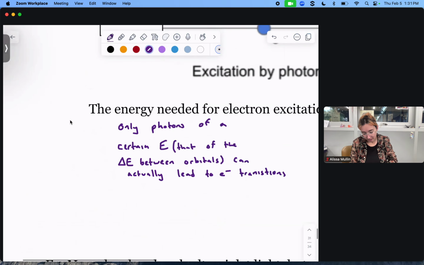So N2 is not absorbing visible light, which has lower energy than the UV light. Okay. So it's absorbing UV, it's doing jumps, but it's not absorbing the low energy visible light.